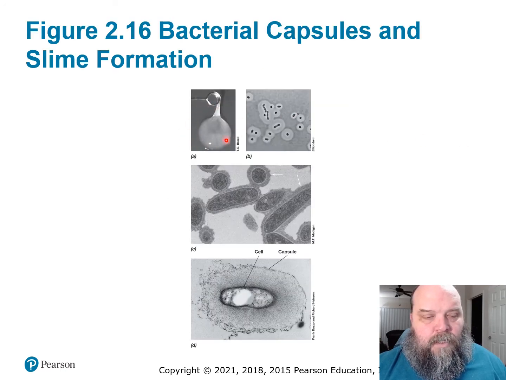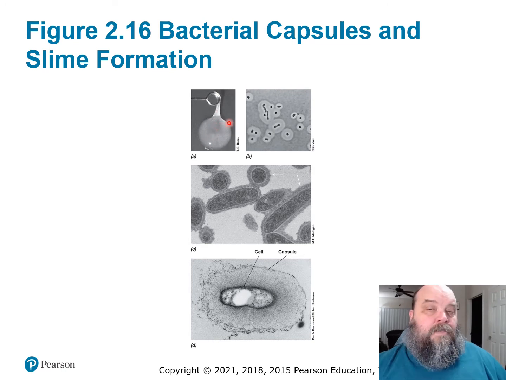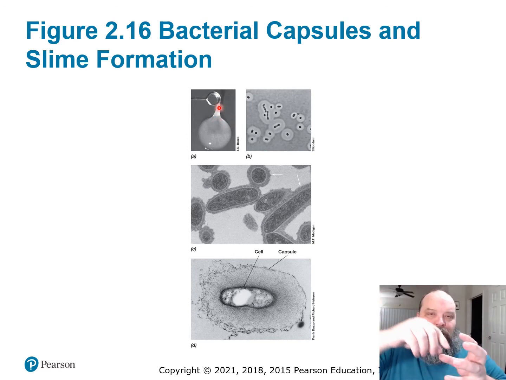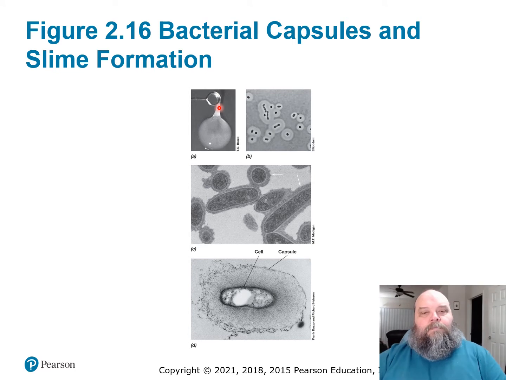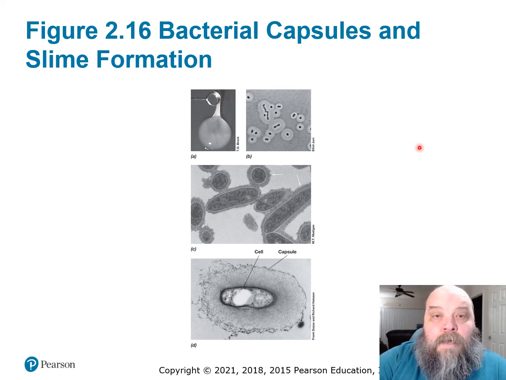It's a little hard to see here, but this picture from the book, figure 2.16, this A here. This is a loop, like you're going to play with in lab, that they've touched to a colony on a petri dish. This slime layer is such, with all the millions of bacteria that have this slime coating, that it actually is like pulling snot, slime up, where it's stuck to the metal loop.